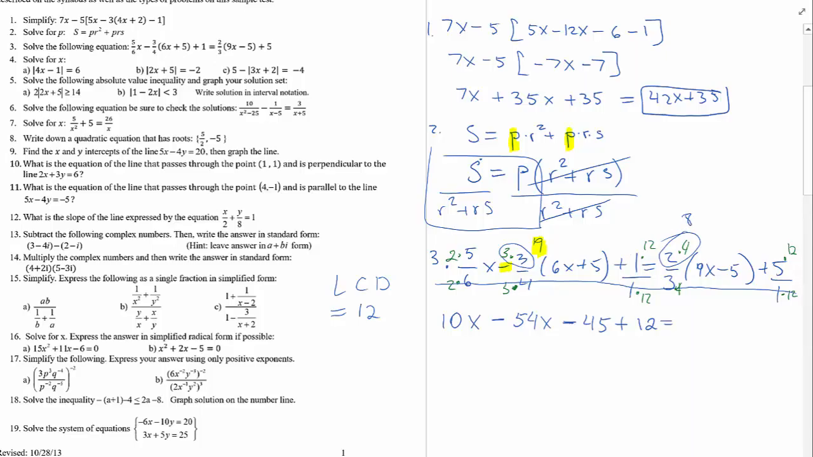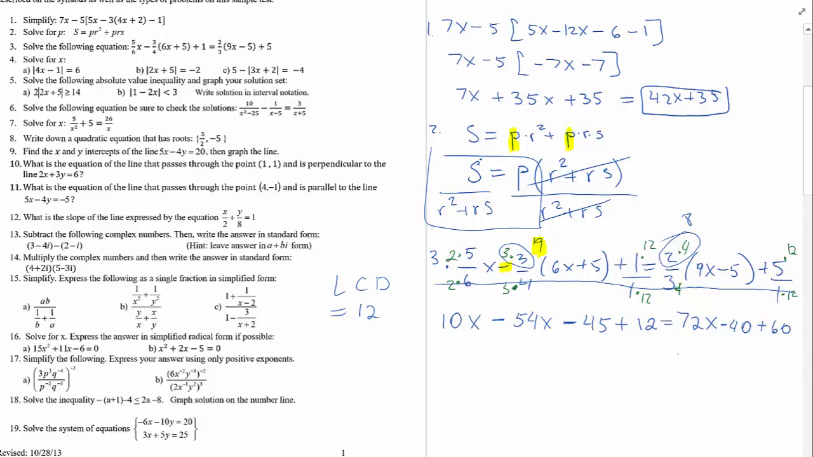All right, let's distribute it. 9 times 8 is 72x minus, and then 5 times 12? 60, yep. 5 times 12. 50 plus 10, 60. All right, good. All right, now let's combine like terms.